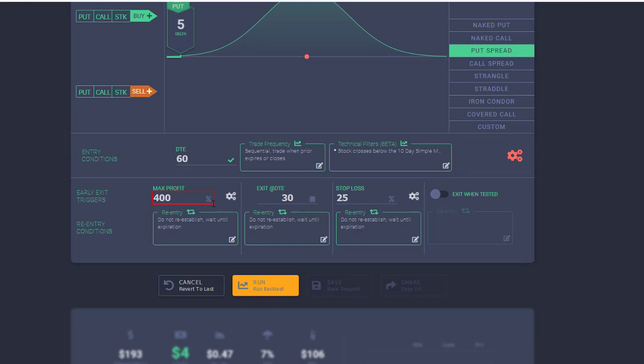Once we're out of that trade, we're not going to reestablish the trade until the trigger happens. In this case, it's the stock crosses below the 10 simple. And we're doing sequentially, meaning we're just going to wait for that signal, and then we just wait.